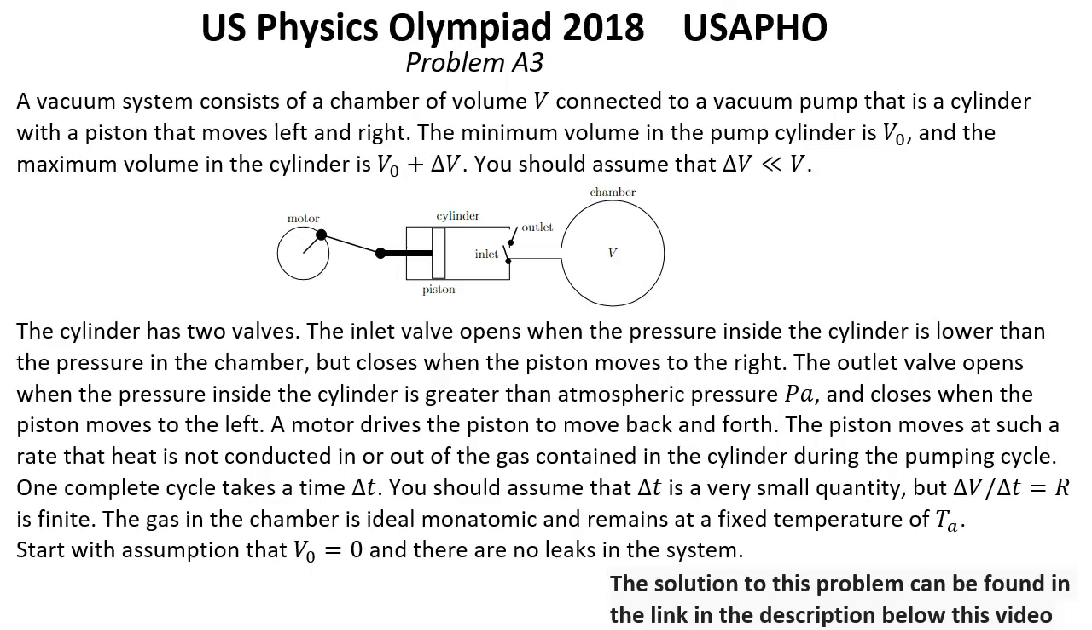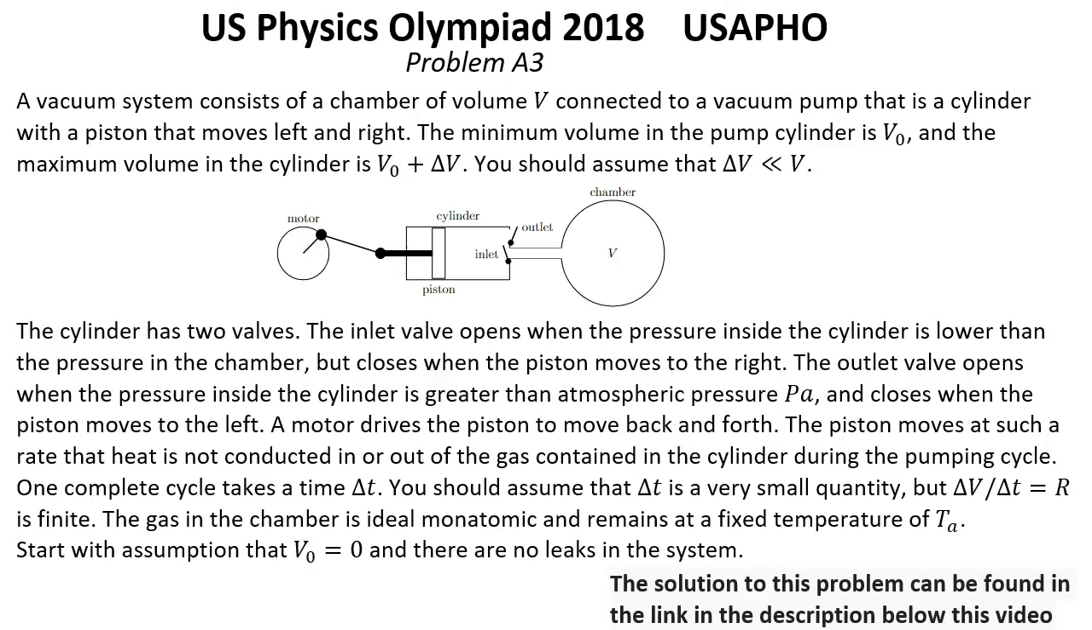The piston moves at such a rate that heat is not conducted in or out of the gas contained in the cylinder during the pumping cycle. One complete cycle takes time delta t. You should assume that delta t is a very small quantity, but delta V over delta t, equal to R, is finite. The gas in the chamber is ideal monatomic and remains at a fixed temperature of TA.